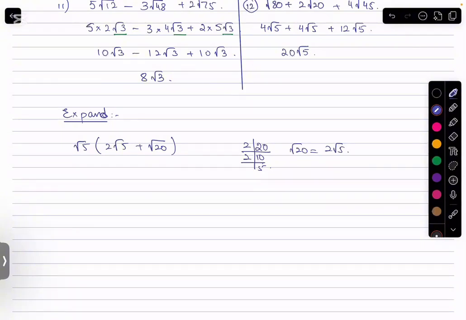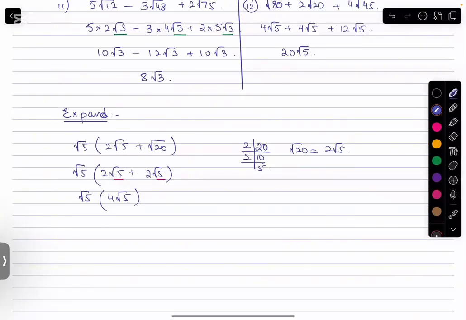ठीक है, अब ये सब करने से क्या हुआ, पूरी expression हमारे पास √5 के form में आ जाएगी. Meaning here I can say this is √5 and then this is 2√5 plus 20, which can be written as 2√5 again. ठीक है, and then again for the bracket I know that I have a √5, I have a √5, which means I can simply say that this is √5 times 4√5. Agreed?